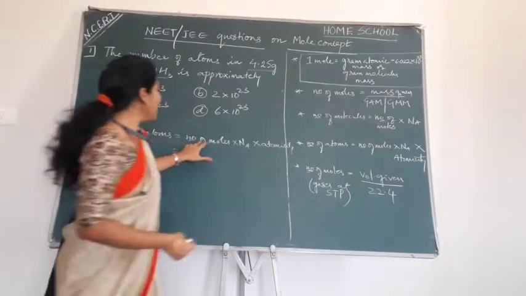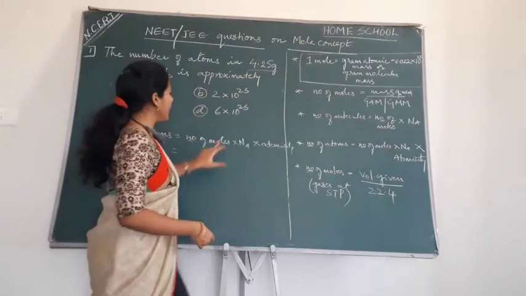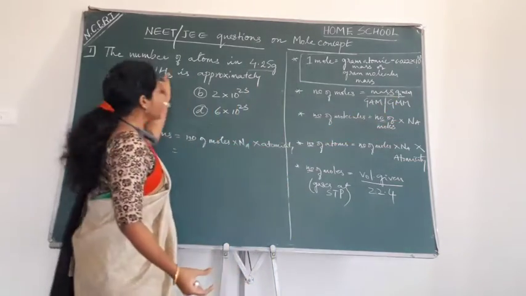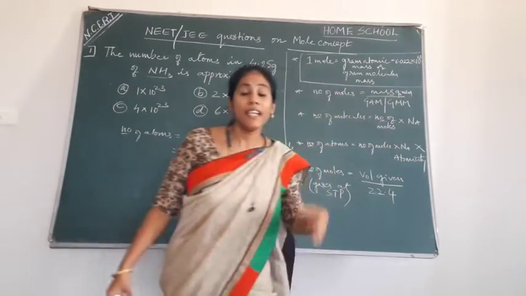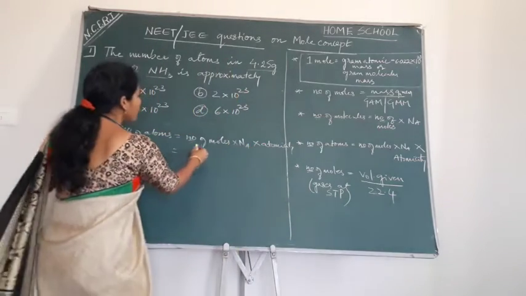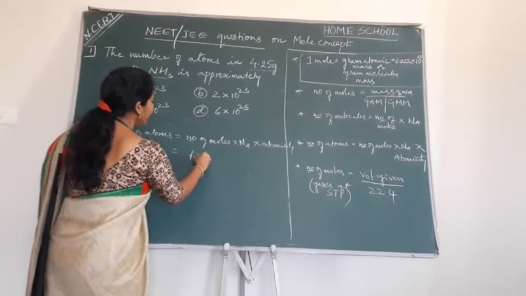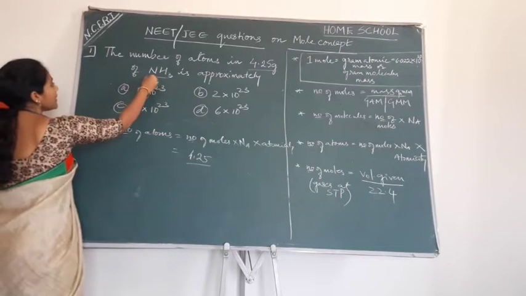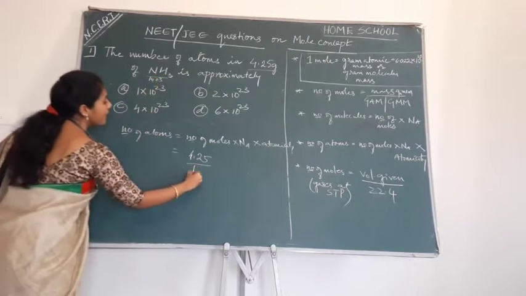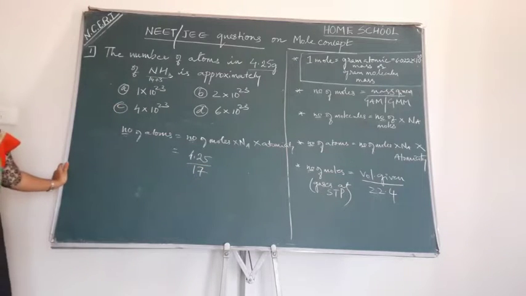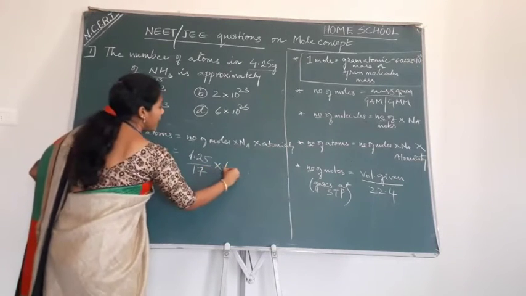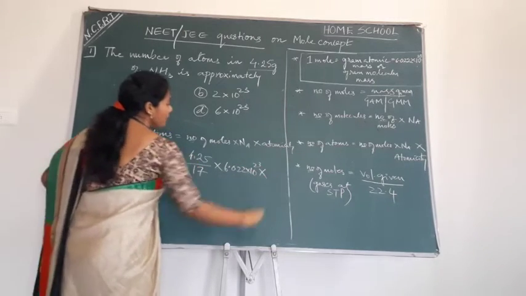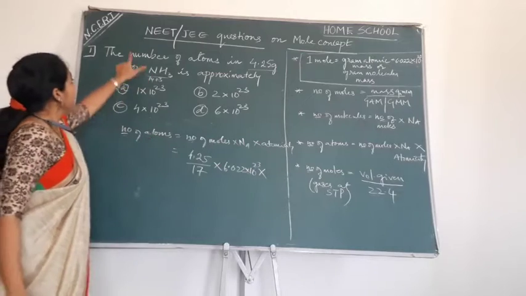Okay, so here I want the number of moles, and mass is given. The number of moles formula is what? Mass given by gram molecular mass. This is a molecule, so in the denominator I should consider gram molecular mass. So mass given is 4.25, divided by the molecular mass of ammonia, which is 14 plus 3, that is 17. So 4.25 by 17, into Avogadro number, that is 6.022 into 10 to the power of 23, into atomicity. Yes, number of atoms.